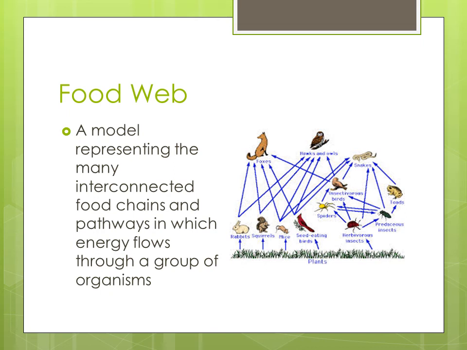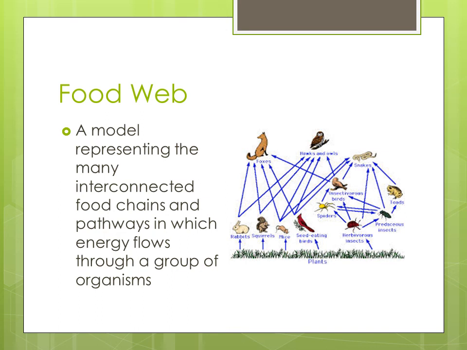However, there are also animals that will eat all sorts of things, and a food web will represent both of those things. It'll represent those animals that can only eat one thing, and plants that will only be eaten by one thing. It also represents more or less picky animals, if you will. So let's define it first. A food web is a model representing the many interconnected food chains and pathways in which energy flows through a group of organisms. Again, we're looking at energy flow because that's really what this is all about.